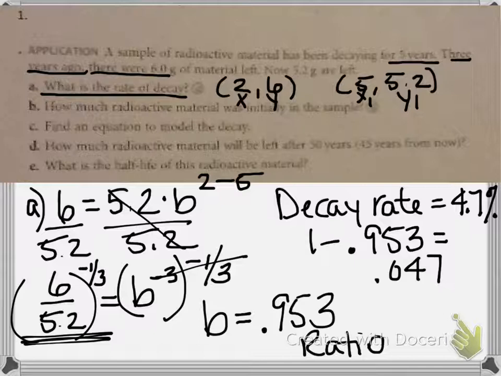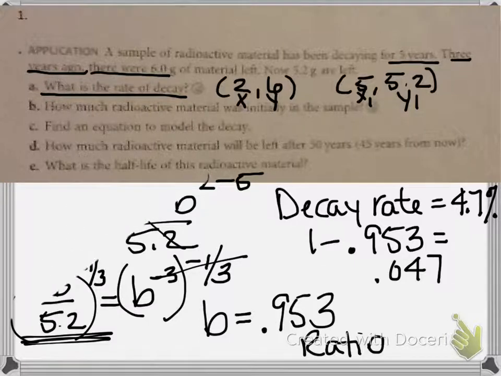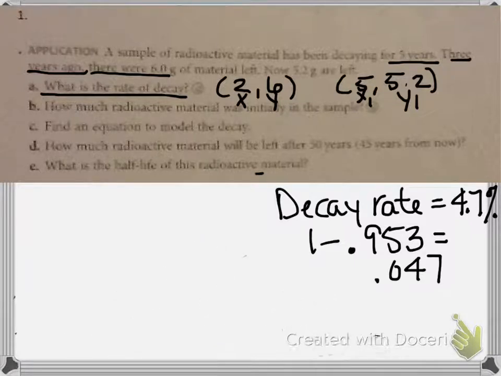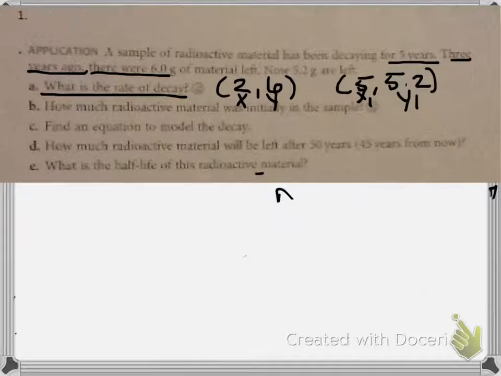How much radioactive material was initially in the sample? So that's part B. That's our starting point. That was also shown in the other video, but I'll go over it quickly. So let me just erase this to get on to part B. That 0.953 is going to come back into play because we're going to need to write an equation. We almost have to do part C before we do part B here, so I'm actually going to jump down to C first and write an equation to model the decay before I figure out how much was in the sample.